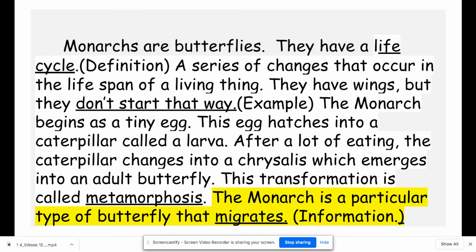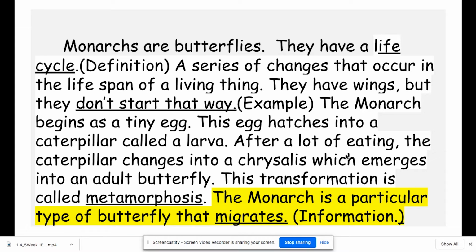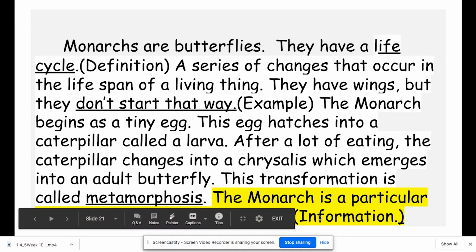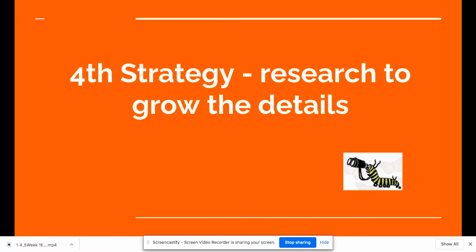This transformation is called a metamorphosis, was the next thing that we underlined. But we know about metamorphosis from science, so we're going to skip that and move on to the next part. The monarch is a particular type of butterfly that migrates. In this case, we need more information. So the fourth strategy is research to grow the details.